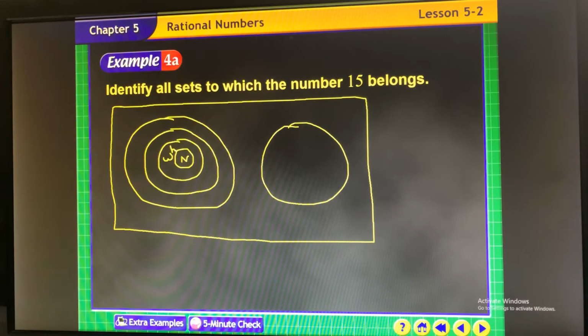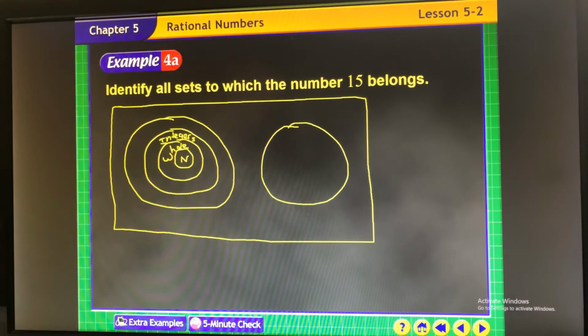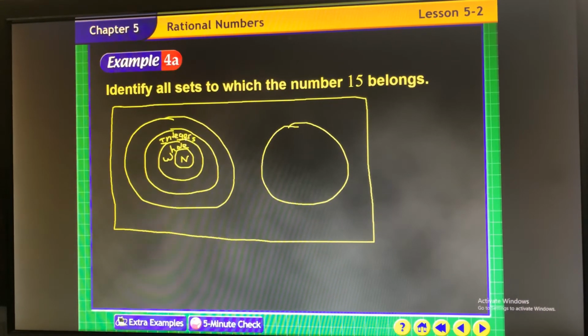Your whole numbers are right here. Those are natural numbers, so every number that's natural is also whole. The only difference is a whole number includes 0. Then there's integers right here. Integers are all of your natural numbers, all of your whole numbers, and their opposites.